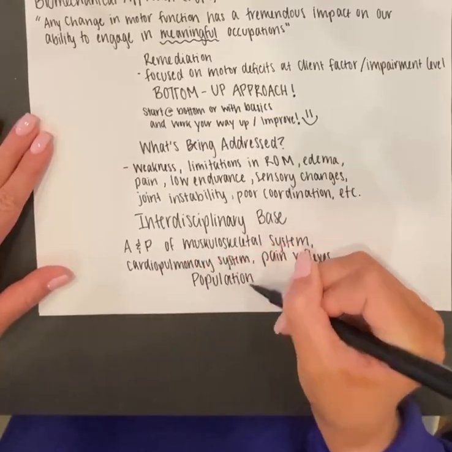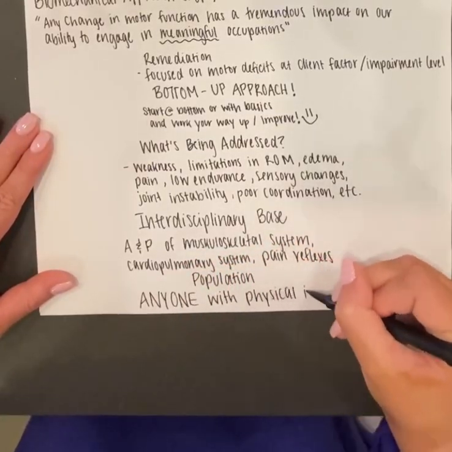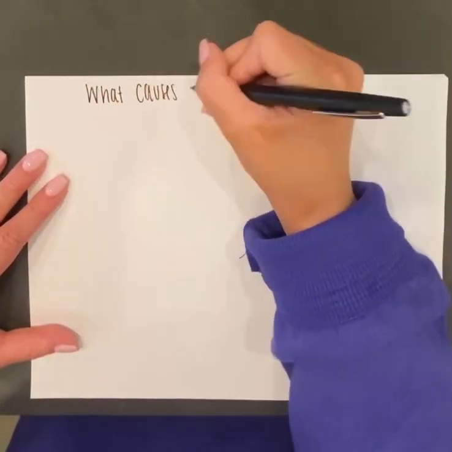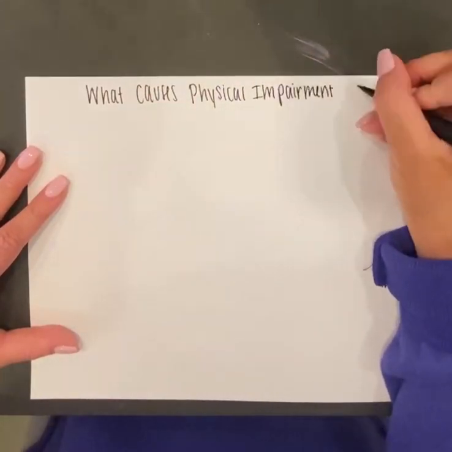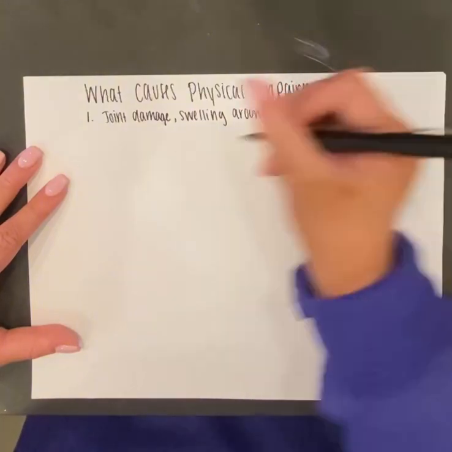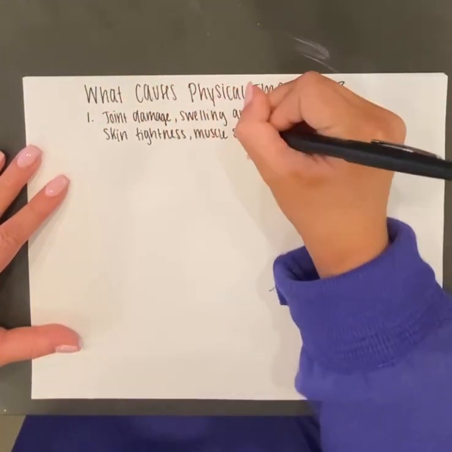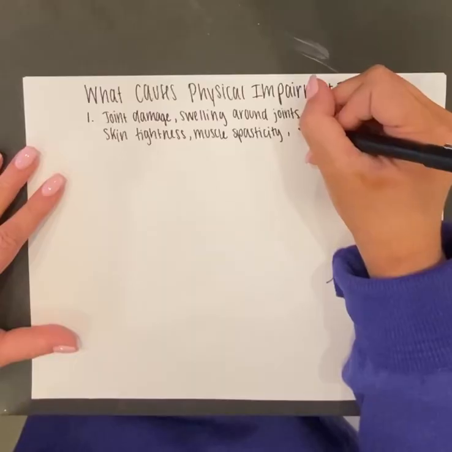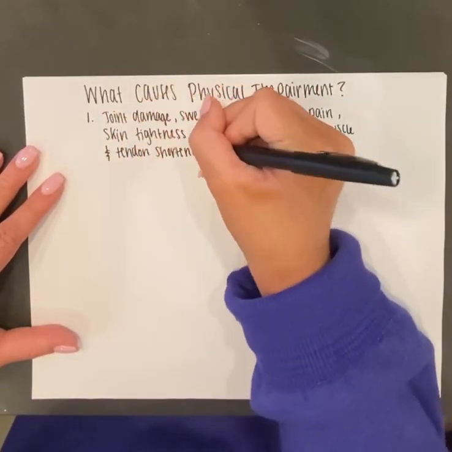When looking at populations, anybody with a physical impairment can benefit from this approach. Now, what causes these physical impairments? Joint damage, swelling around the joints, pain, skin tightness, or muscle tendon shortening, just to name a few. Also have muscle spasticity.